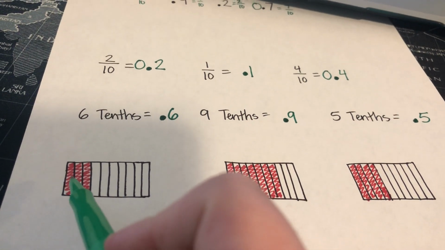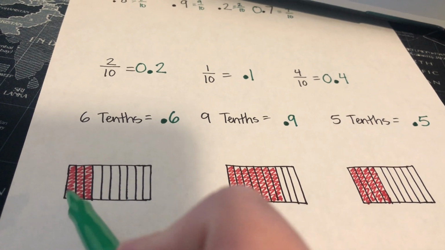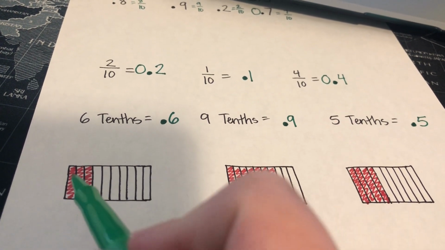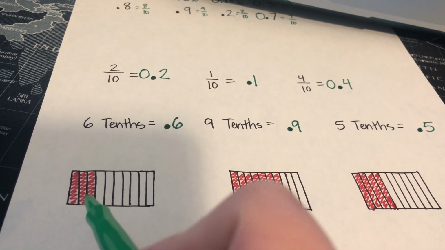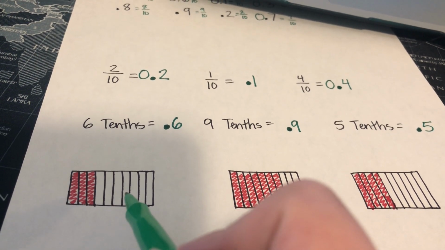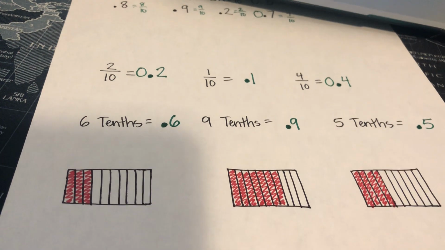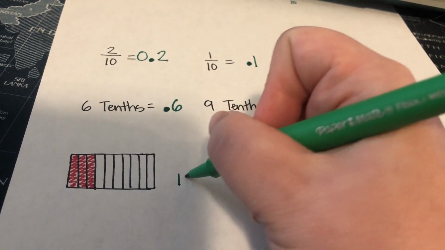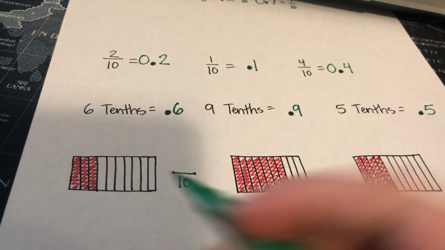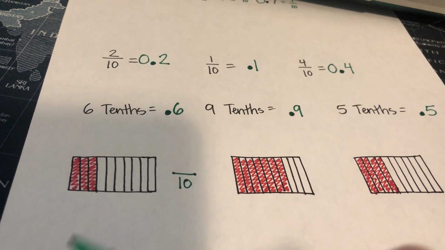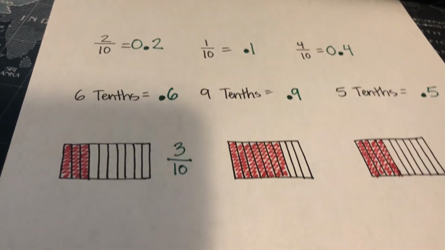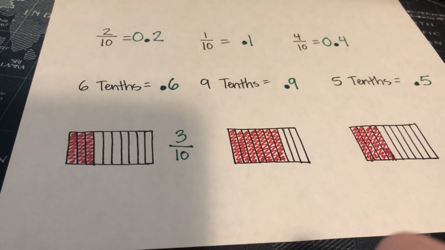In here we have, let's see, how many total slots are in this box, or how many pieces are in this box? If I count, I have 1, 2, 3, 4, 5, 6, 7, 8, 9, 10. So this is going to be a fraction with tenths in it, okay? Because there are 10 equal pieces. How many pieces are filled? 3/10.